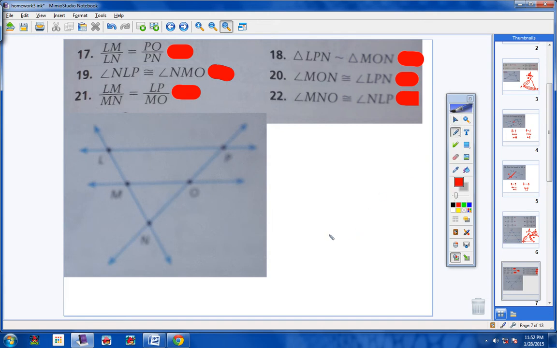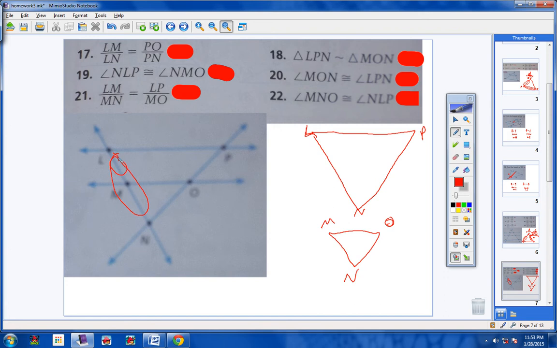We got a little triangle here. This triangle MON. Then we have a big triangle here. That's LNP. Okay, here we go. So we have LM over LN. So this side here over this whole side here equals PO over PN. Alright. Now, let's take a look at this for a second.